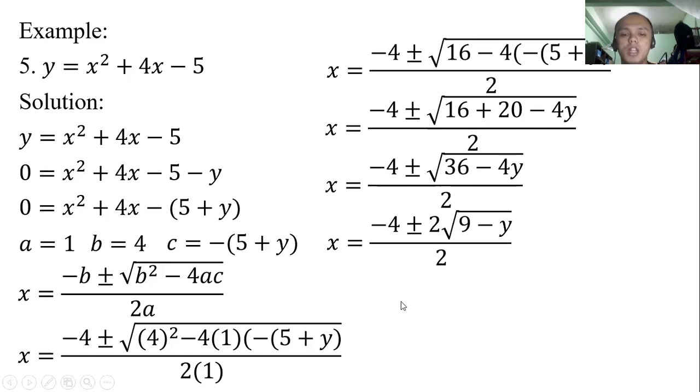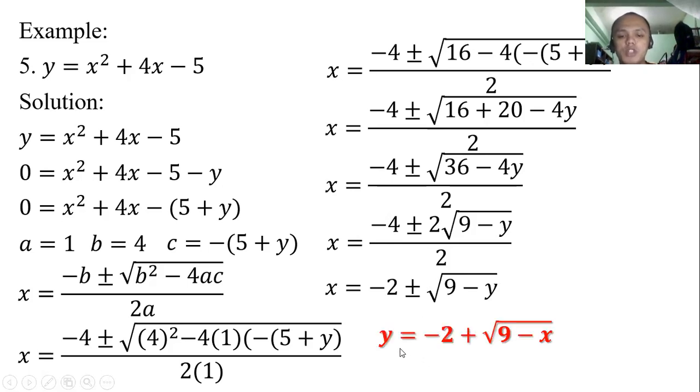Then, i-separate natin. Divide muna. Negative 4 divided by 2 is negative 2. 2 divided by 2 is 1. So automatic may 1 na yan. Then i-separate natin. The first one is y equal to negative 2 plus the square root of 9 minus x. And then the other one is negative 2 minus the square root of 9 minus x. Okay? Kasi nga plus or minus lang to. So dalawa yung inverse na itong function na to.